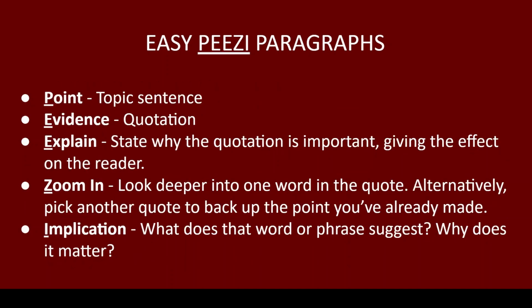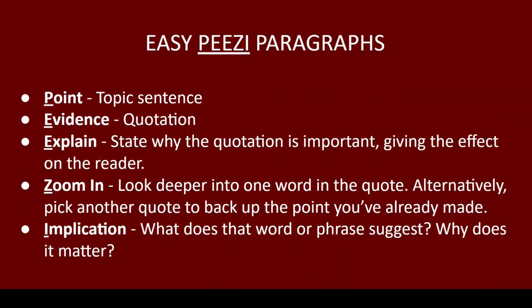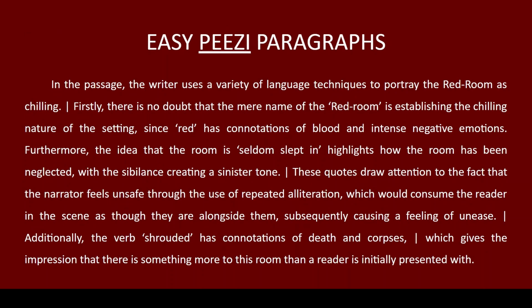So I've decided to start with my first paragraph. The room is a bit frightening. And I'm saying in the passage, the writer uses a variety of language techniques to portray the Red Room as chilling, because, you know, they do. And that is our response, or our point, or whatever you want to call it. It's basically a topic sentence. So you're basically setting up what you're going to write about straight away.